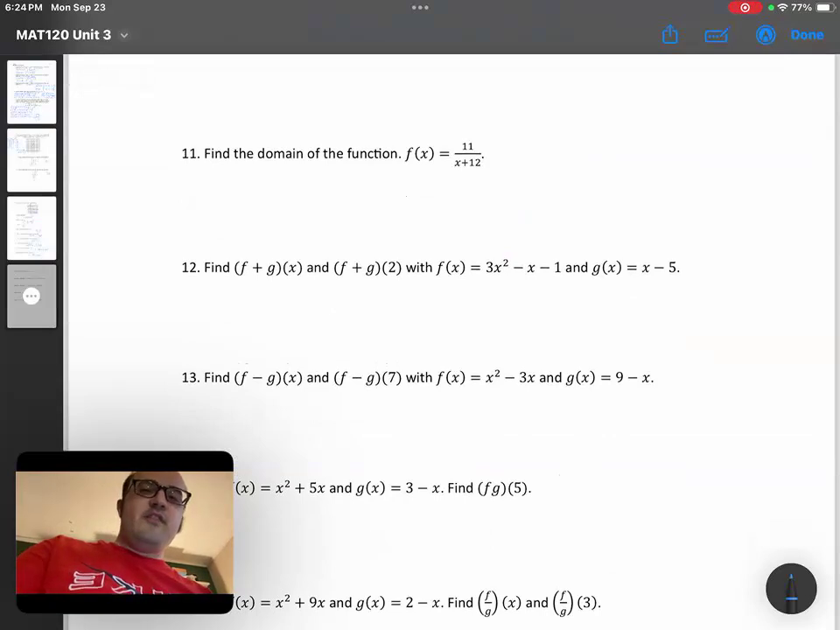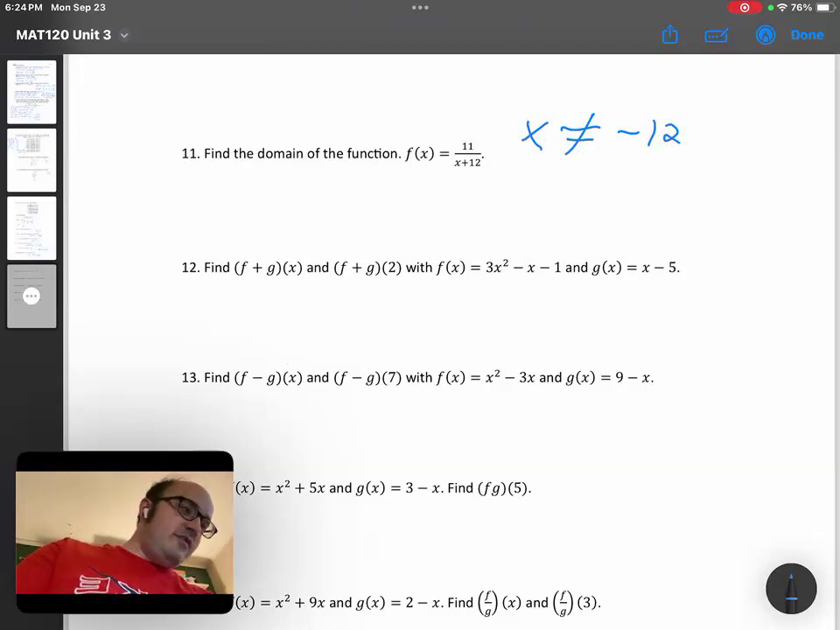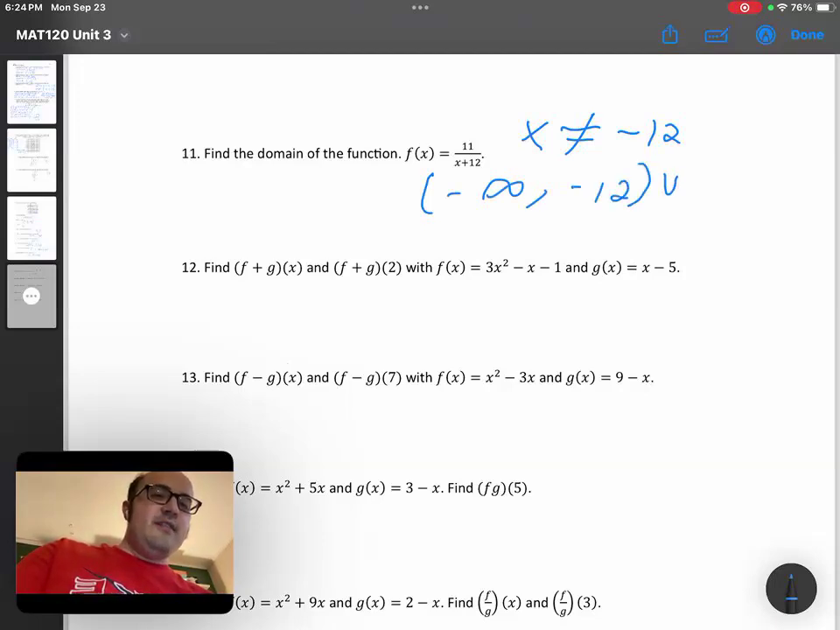Welcome to part 4 of the Unit 3 review. We want to find the domain of this function f of x equal to 11 over x plus 12. The only thing we have to restrict is where that denominator is equal to 0, and that only happens when we have a value of x being -12. So in interval notation, that would be from negative infinity to -12, parenthesis, union, negative 12 to infinity.